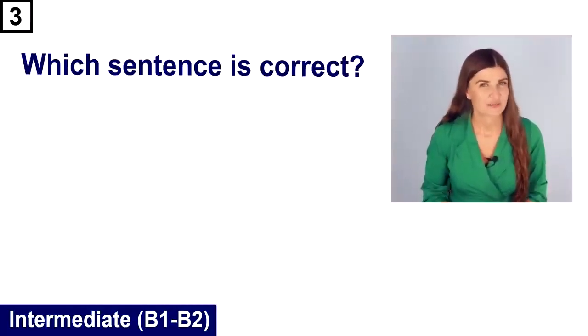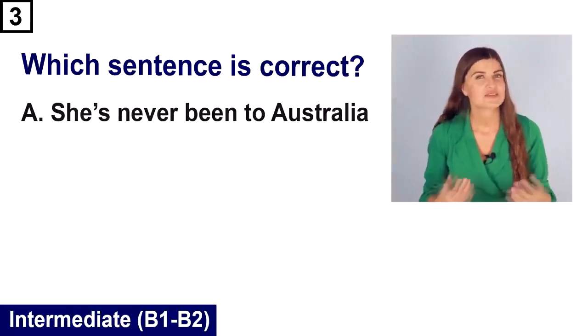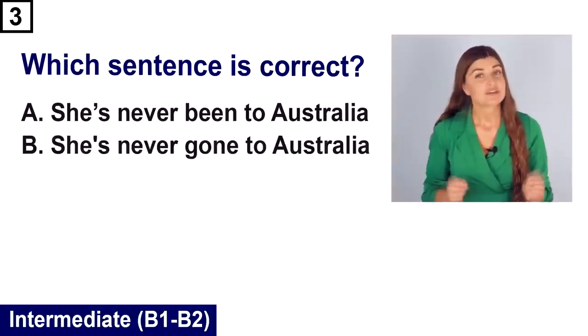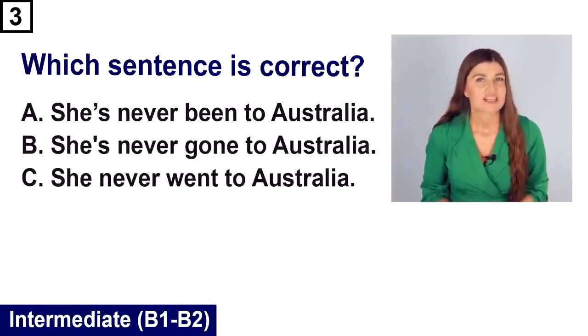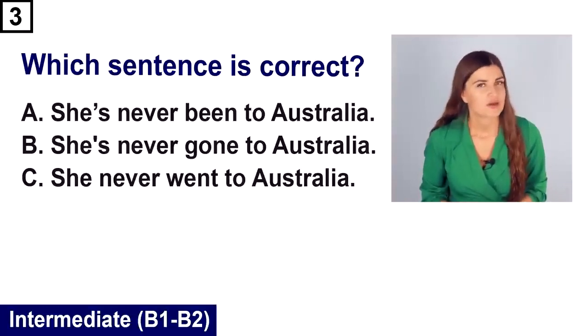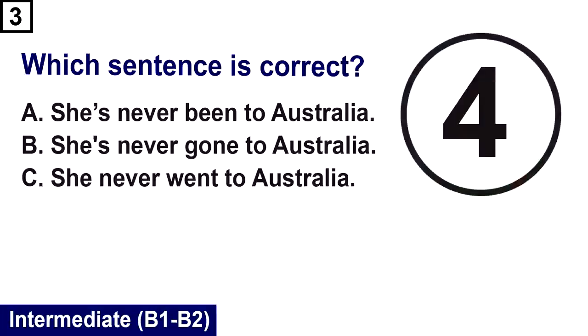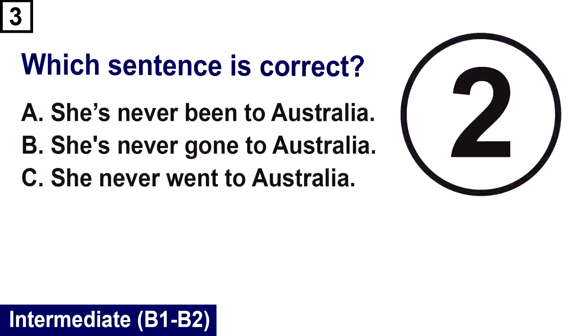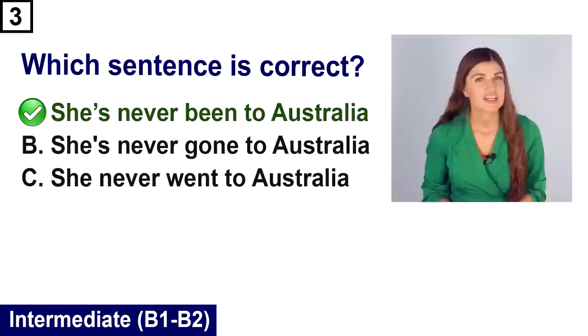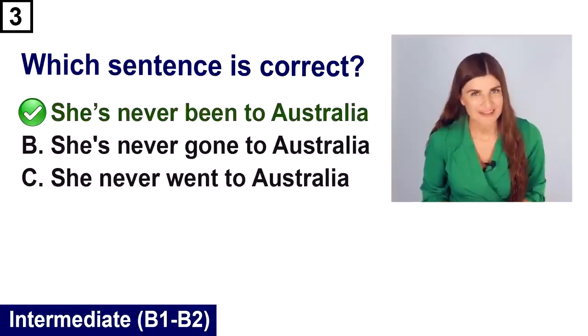The next question. Which sentence is correct? She's never been to Australia. She's never gone to Australia. She never went to Australia. She's never been to Australia.